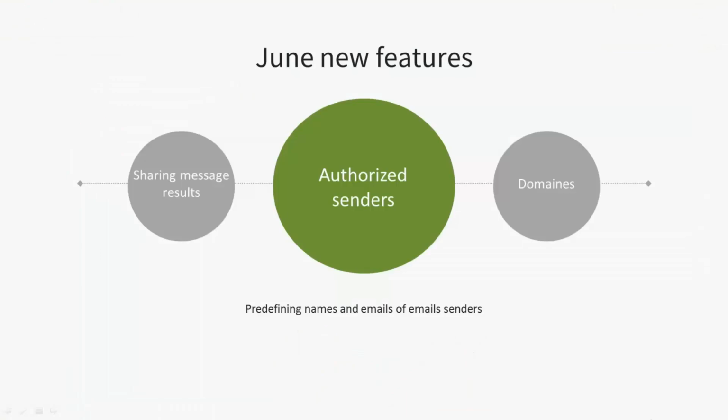Let me double-check that for those two features that I presented, the sharing message results and the authorized senders, those are available to you right away. As I said, the release was put online on June 7th, and they are available to you. It's just a question of whether you have the permission to see them or not. Let's go to our last feature of the month. And this one is a bit technical, so please bear with me.